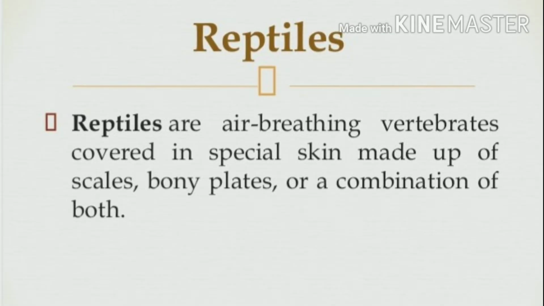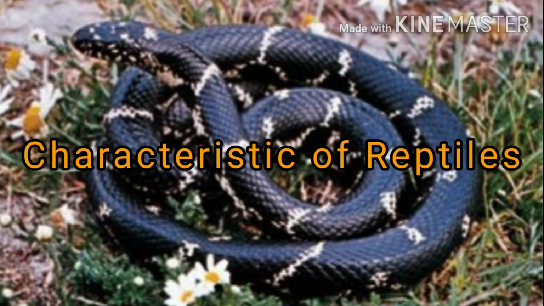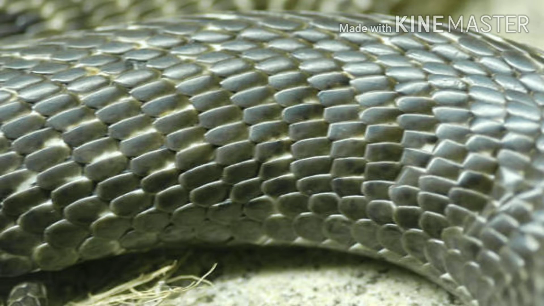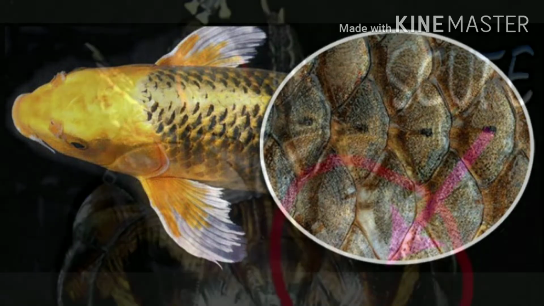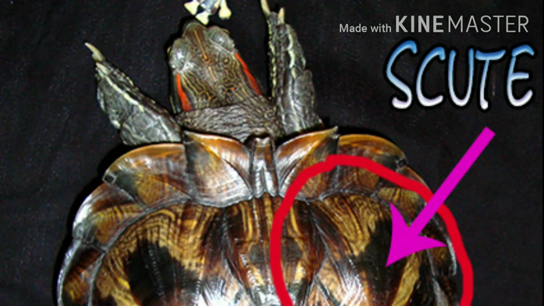Reptiles are air-breathing vertebrates covered in special skin made up of scales, bony plates, or a combination of both. Let's find out the characteristics of reptiles. Reptiles have a waterproof skin usually covered in scales or scutes. The scales are made of alpha and beta keratin and are formed from the epidermis, contrary to the fish, in which the scales are formed from the dermis. A scute is a bony external plate or scale overlaid with horn.